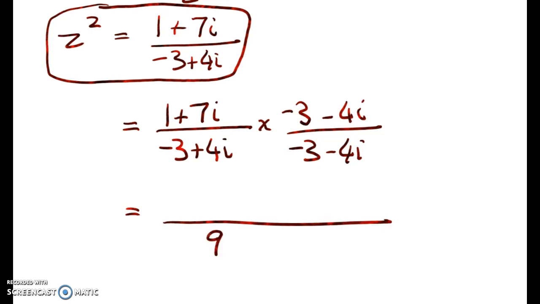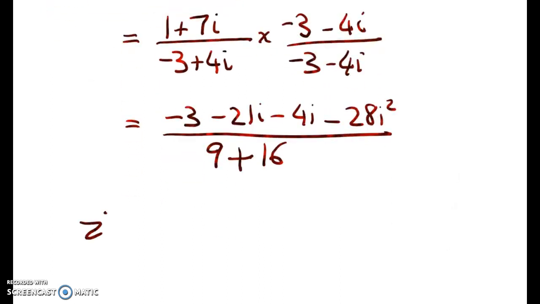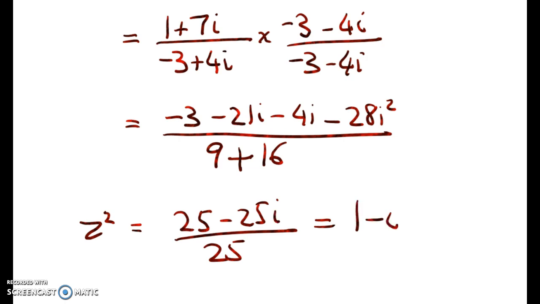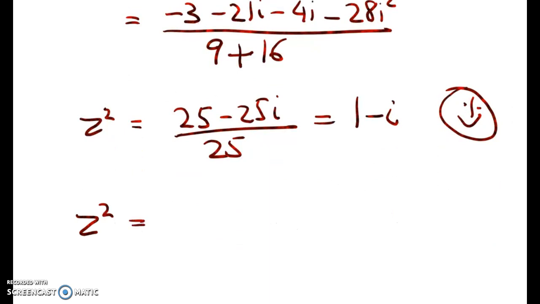So in the numerator, we'll do the denominator first. Sorry, we've got 9 plus 16. The numerator gives us negative 3 minus 21i minus 4i minus 28i squared. So that simplifies to z squared equals 25 minus 25i over 25, which is 1 minus i. Right, we should be feeling pretty happy here because now we've got down to this: z squared is equal to root 2 cis of negative pi on 4.